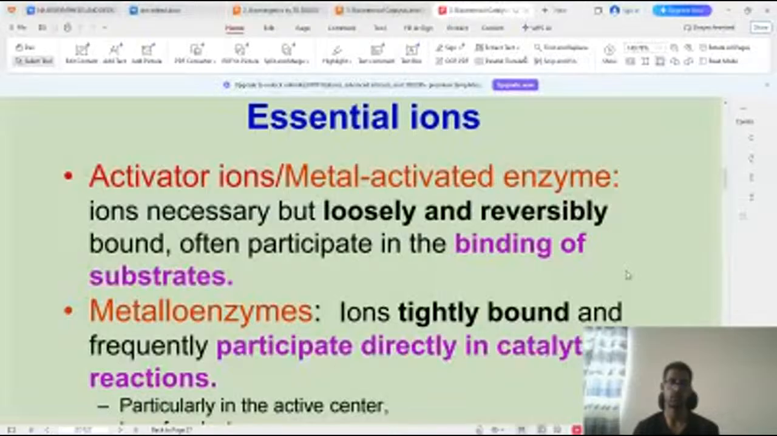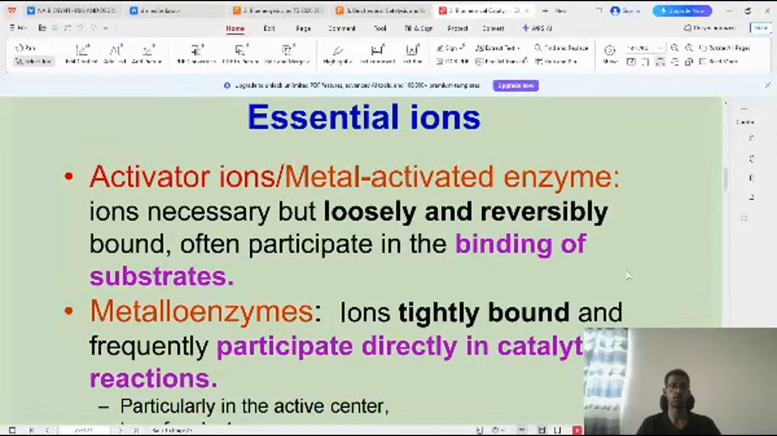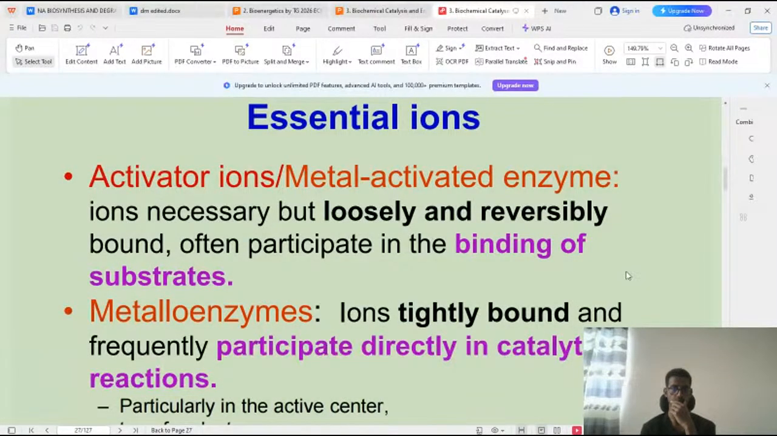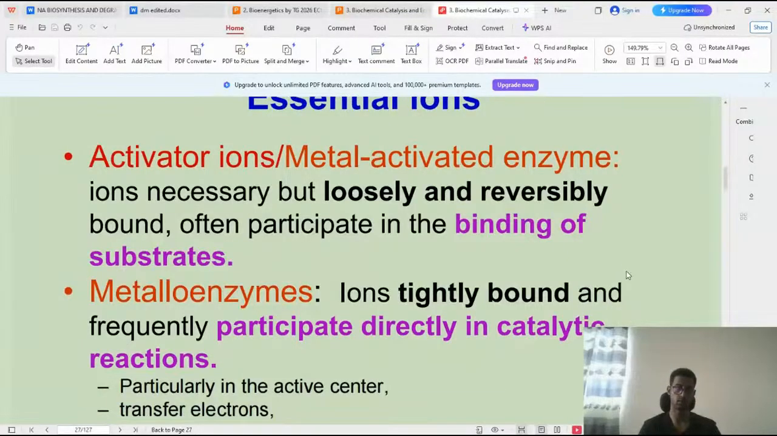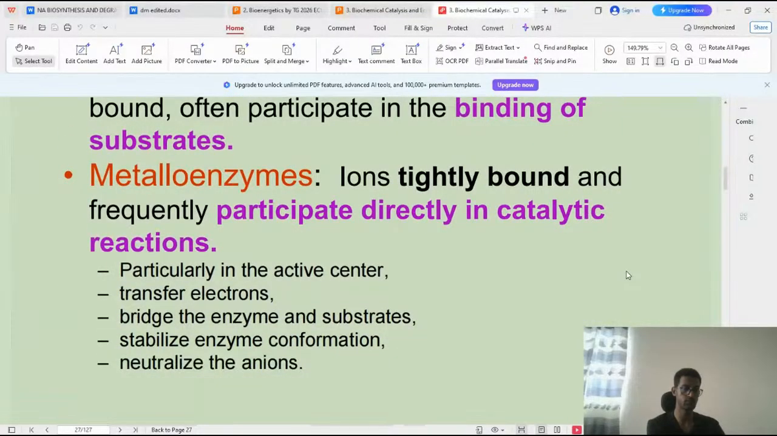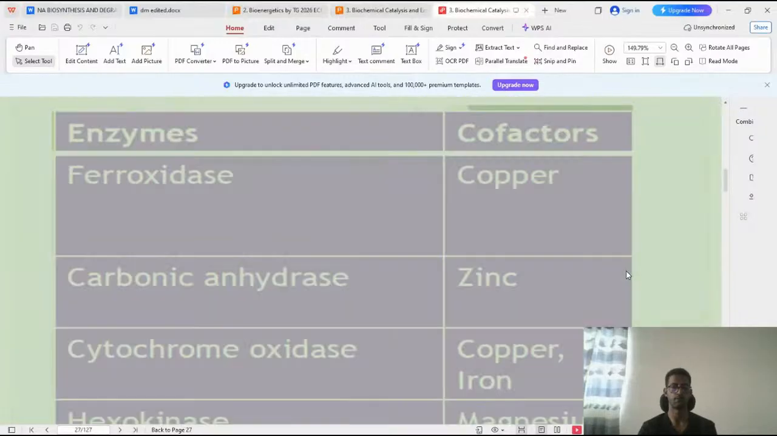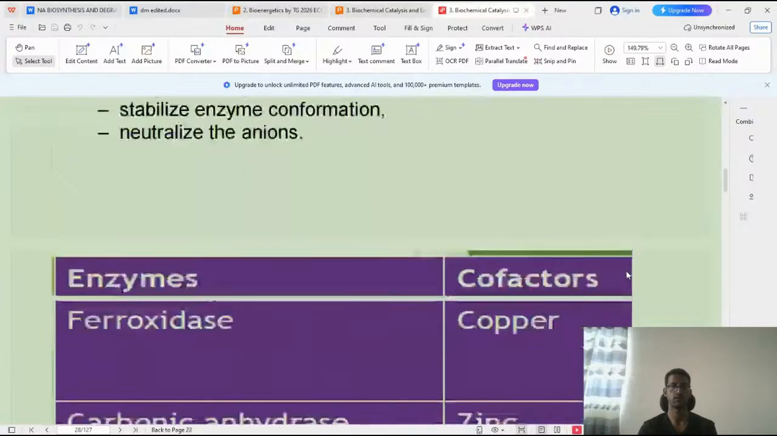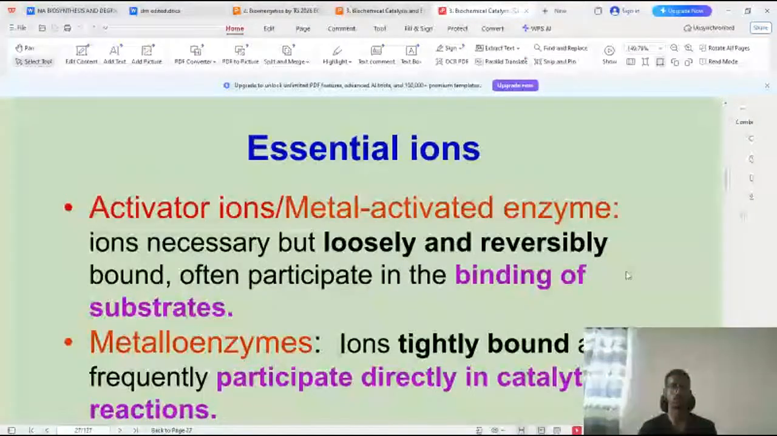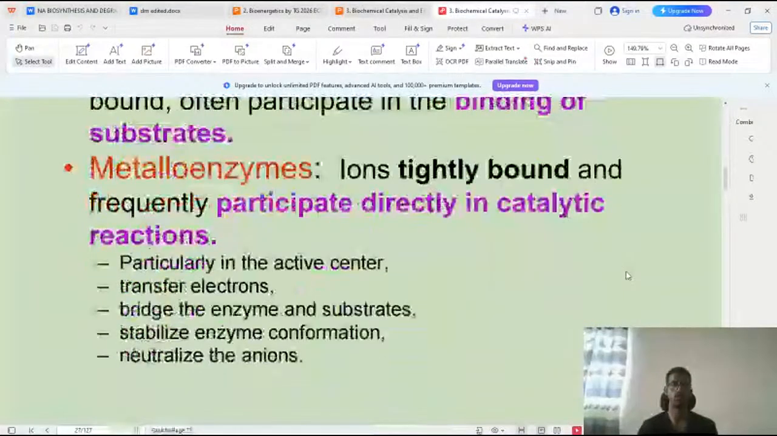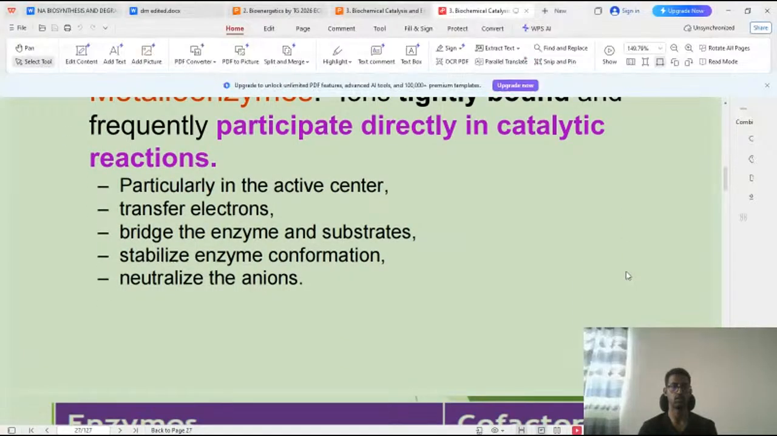Activator ions and metal activators: enzyme ions are necessary but loosely and reversibly bound, often participating in binding of substrate. Metalloenzyme ions are tightly bound and frequently participate in catalytic reactions, particularly in the active center. They transfer electrons, bridge the enzyme and substrate, stabilize enzyme conformation, and neutralize ions. These are the essential ions.